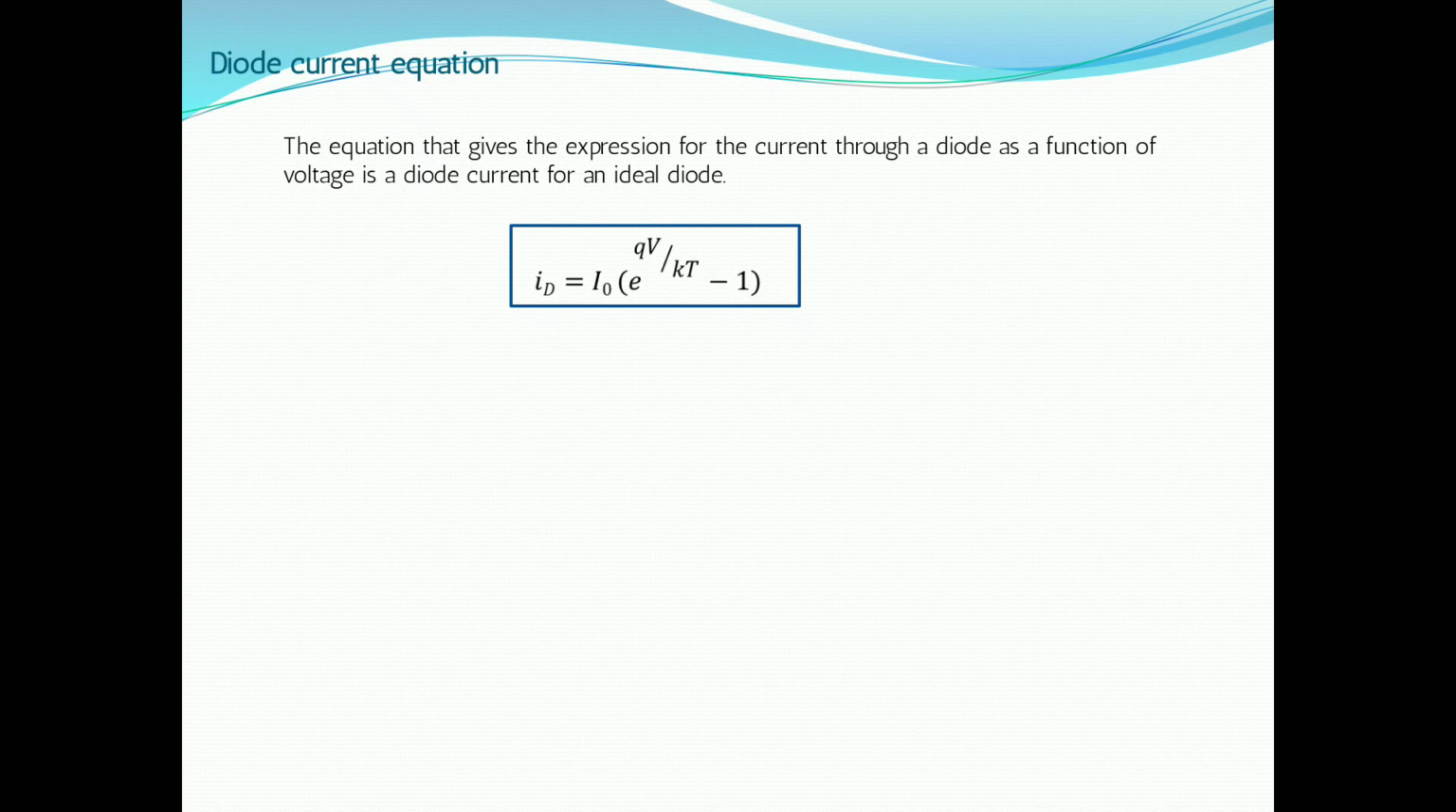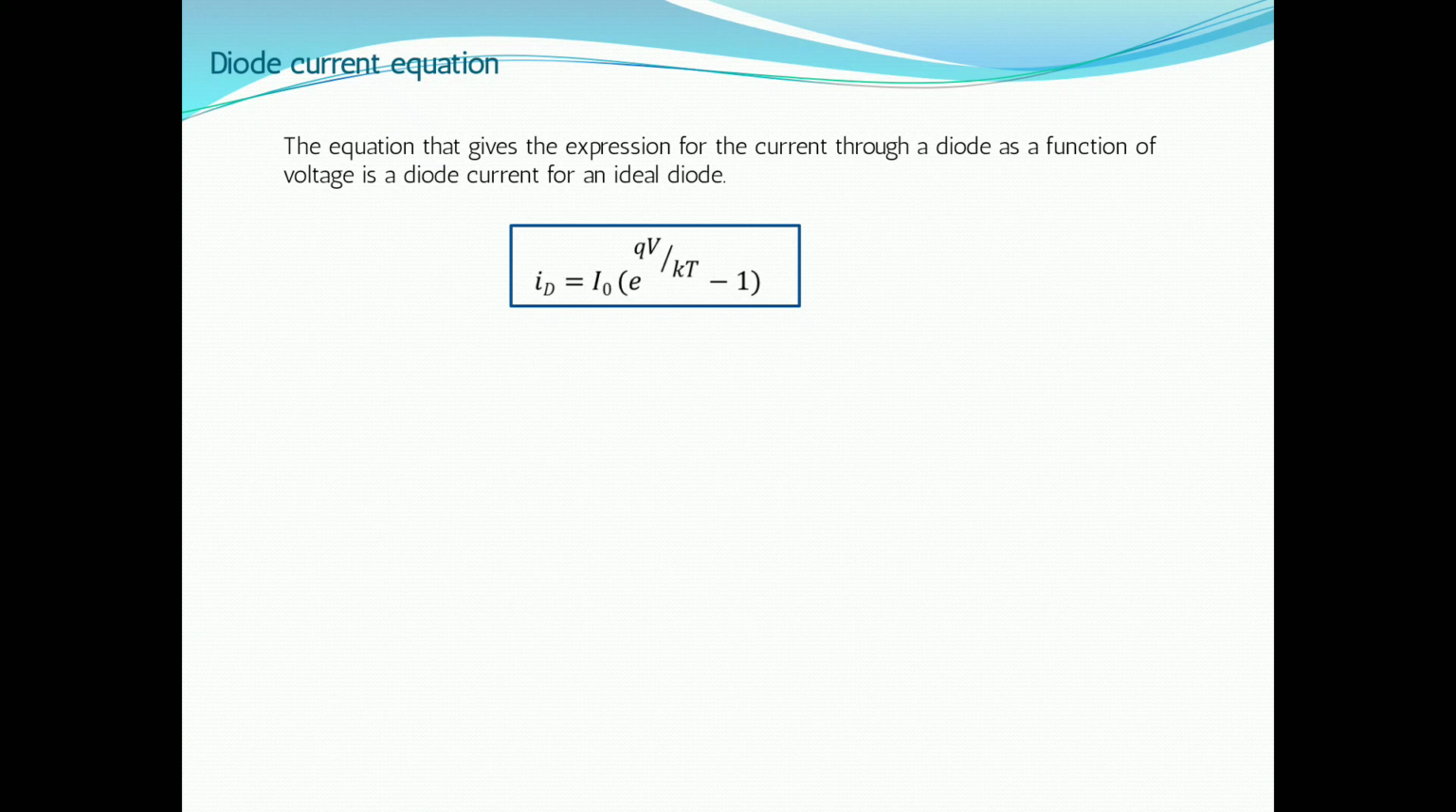Now let us take a look at the diode current equation. We have said that in a diode the current flows in only one direction, from positive to negative, or from P type to N type. Since there is a current, there should be an equation which gives the expression for current through the diode as a function of applied voltage. Obviously, without application of voltage, there will be no current flow. So we have to apply either forward bias or reverse bias, but current is going to flow only when the diode is forward biased.